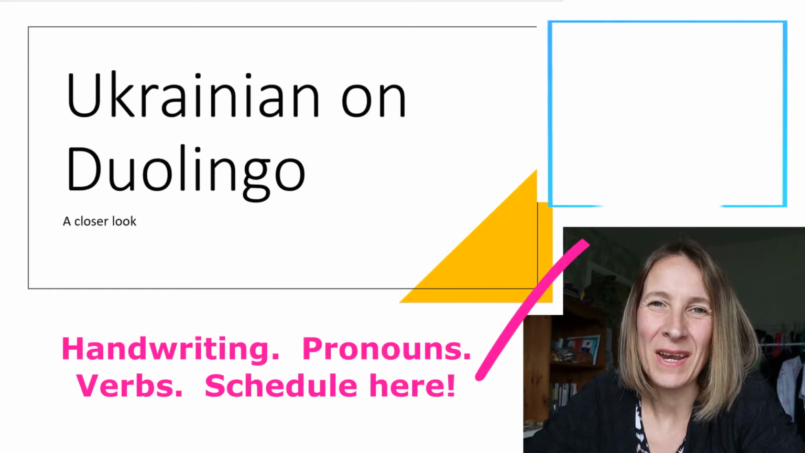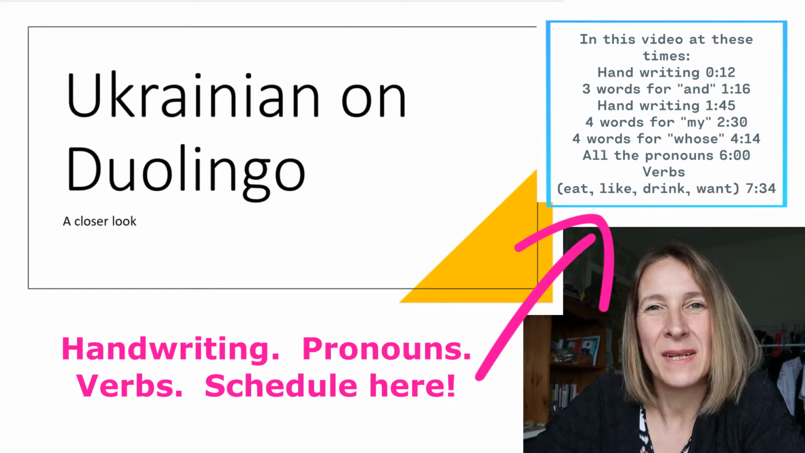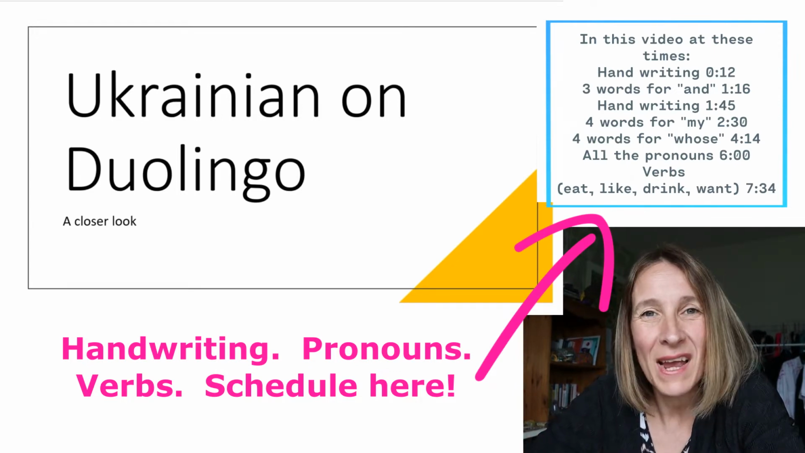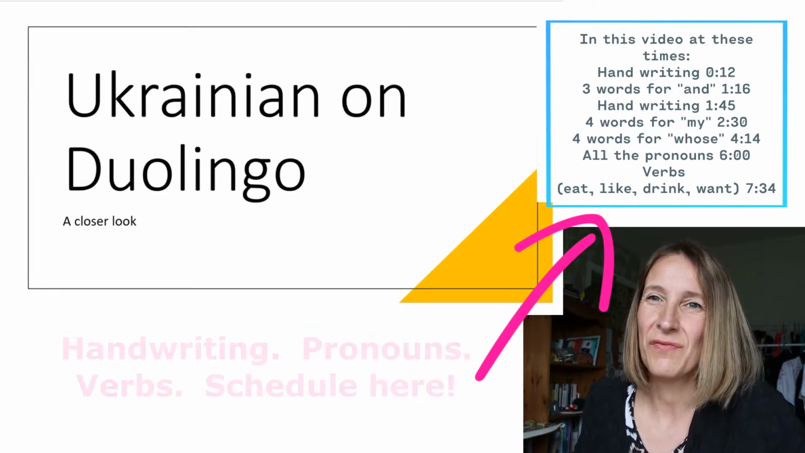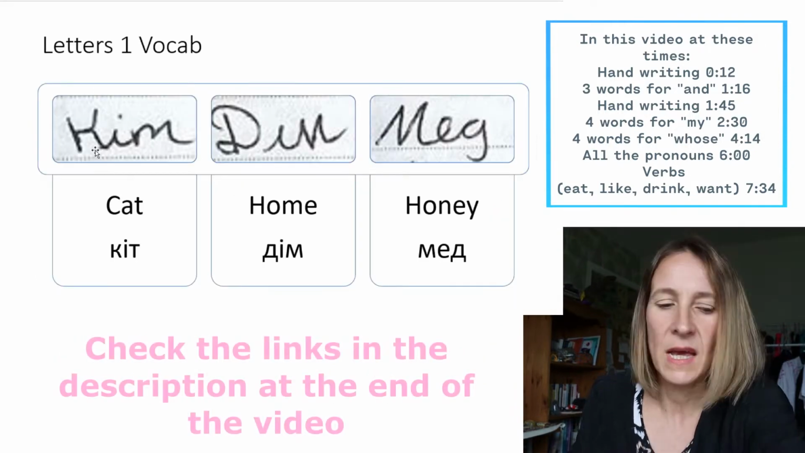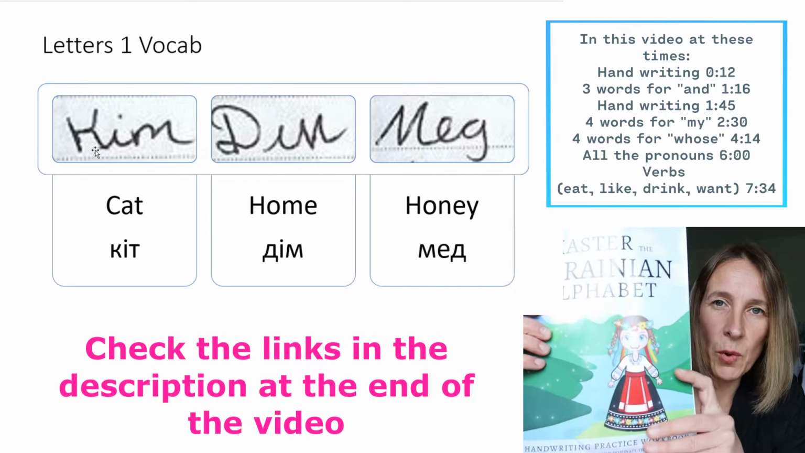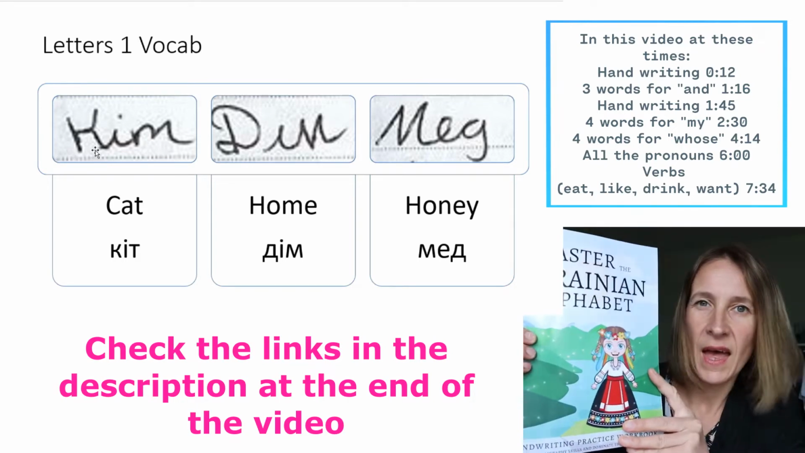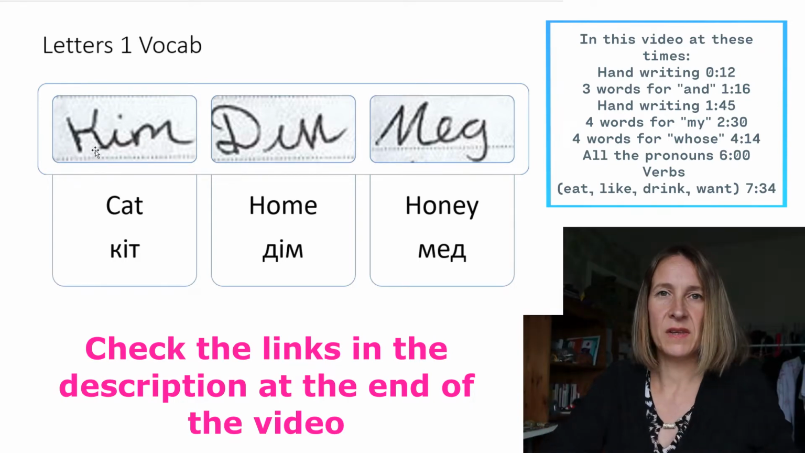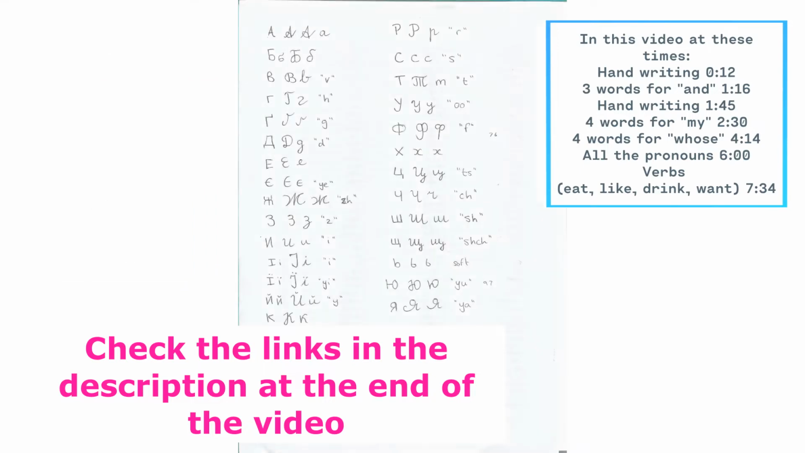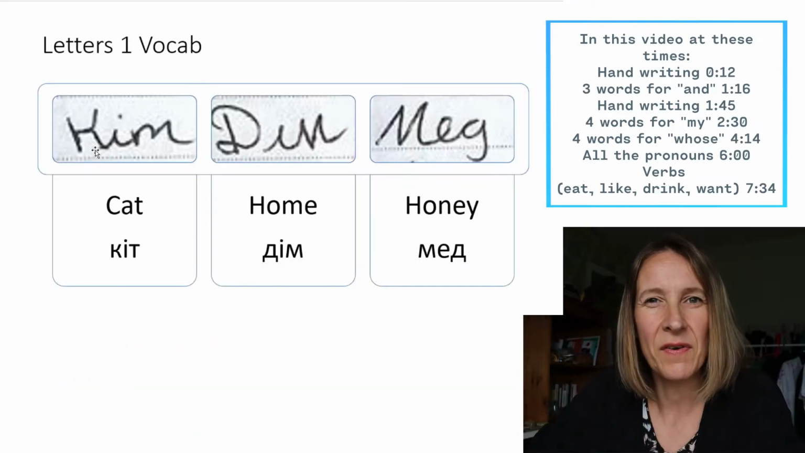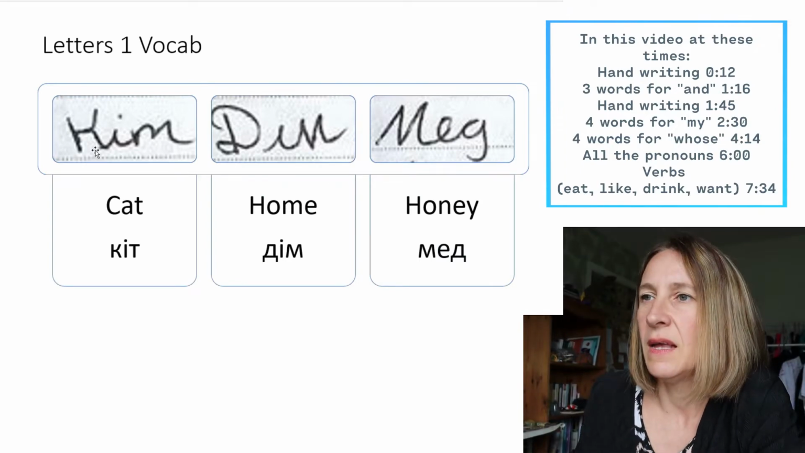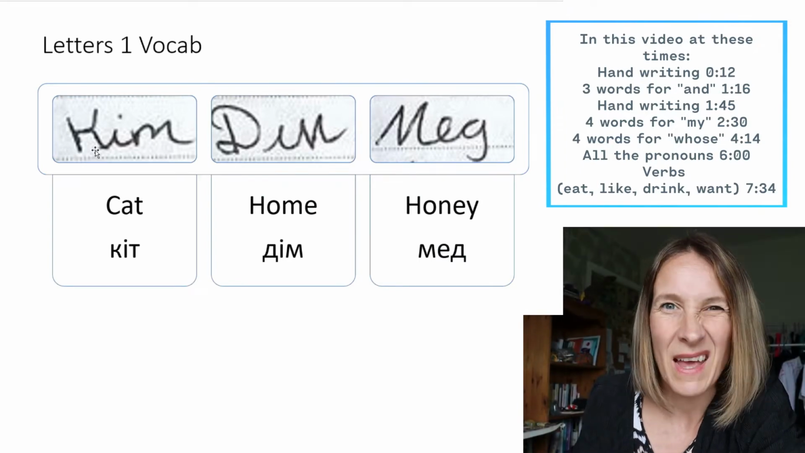I'm learning Ukrainian with Duolingo, and I want to take a closer look at some of the writing, some of the grammar. So let's do that now, just from the first 3 bubbles of Duolingo. Here I've bought this book and I've used it to create this. I'll put a PDF of that in the description, and I'm trying to learn how to write handwriting.